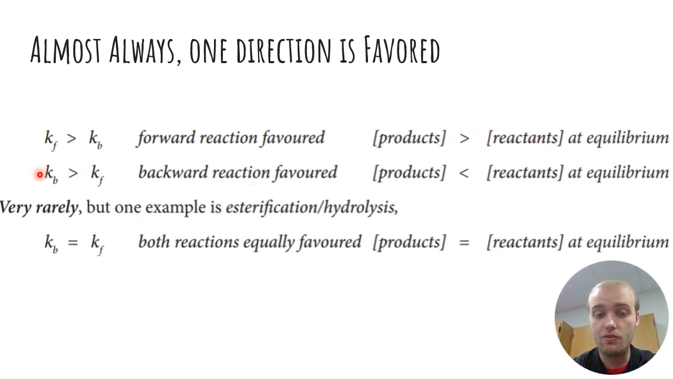If the backwards rate constant is bigger than the forward rate constant, well, then we're going to have more reactants than we have products. And very rarely it happens, but sometimes the Kb and Kf are equal to one another. In that case, both reactions are equally favored and the products would be equal to the reactants. The only example that I'm currently aware of for this class that you need to know is esterification and hydrolysis, making an ester or breaking that ester back down.